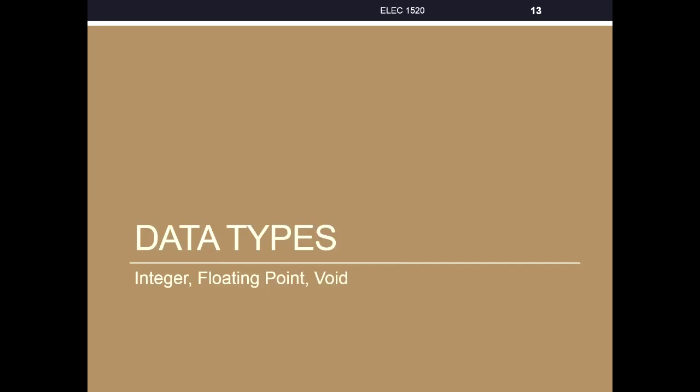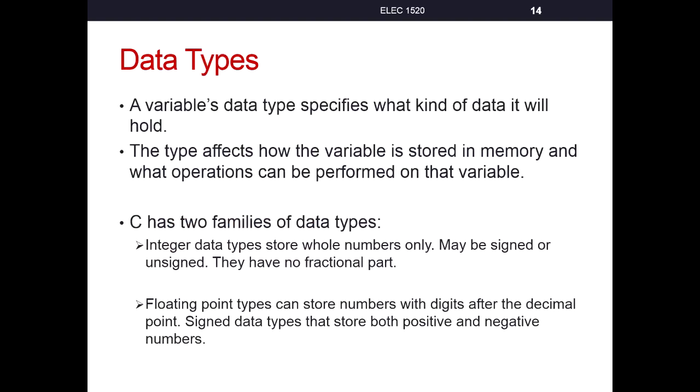Let's start talking about data types now. We want to think about how information is stored and represented in the computer program. So we're going to talk about integer families, floating point families, and a void data type. As I just said, the data type specifies what kind of data it will hold. Everything in a computer is stored in binary. Everything in the digital hardware system is stored in binary.